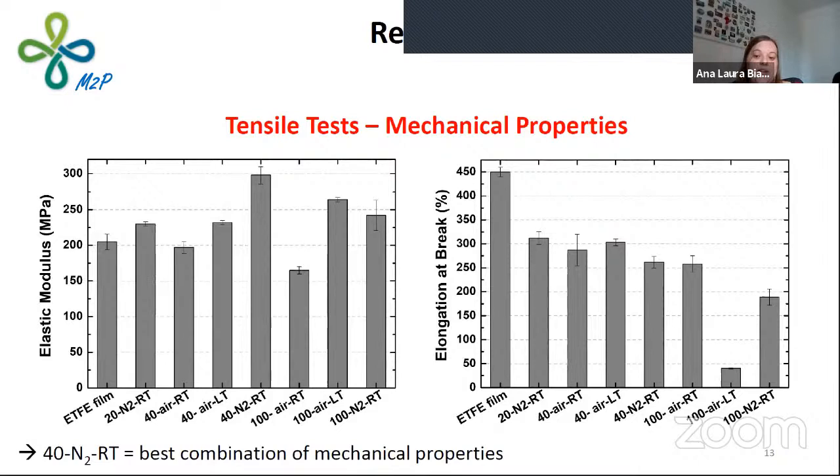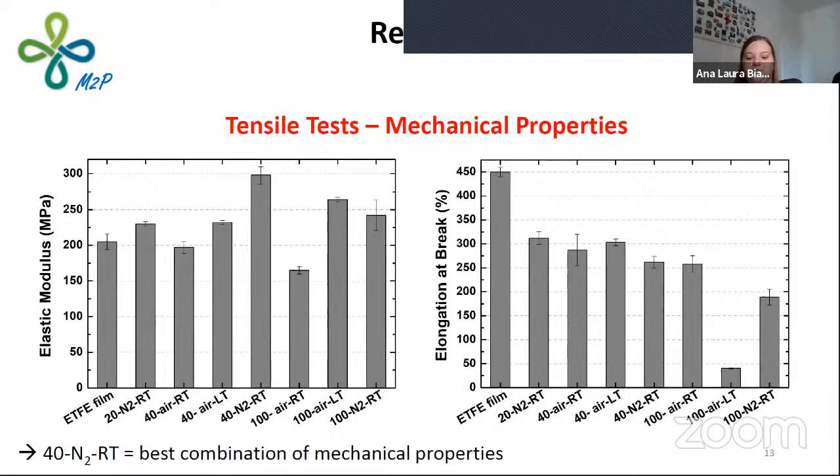So if we look at the samples irradiated at 40 kilograys, we have the sample irradiated in nitrogen as the best one. It has the highest elastic modulus and reasonable elongation at break. This is an indication that the cross-linking prevails over the chain scission reactions for samples in atmosphere of nitrogen, resulting in stiffening of the samples, but not making them fragile.